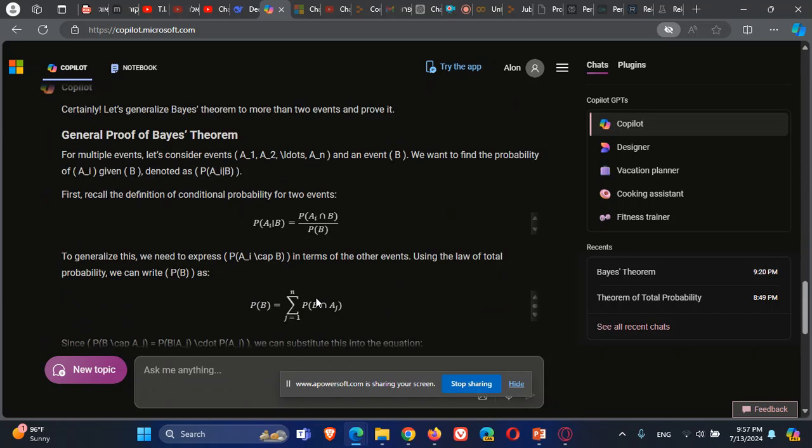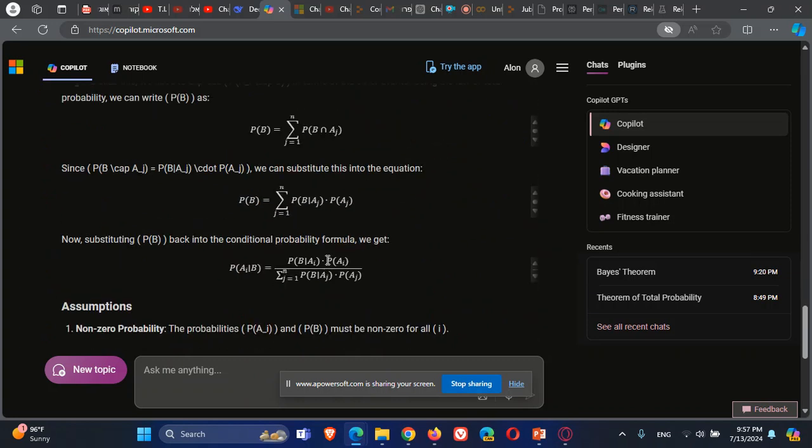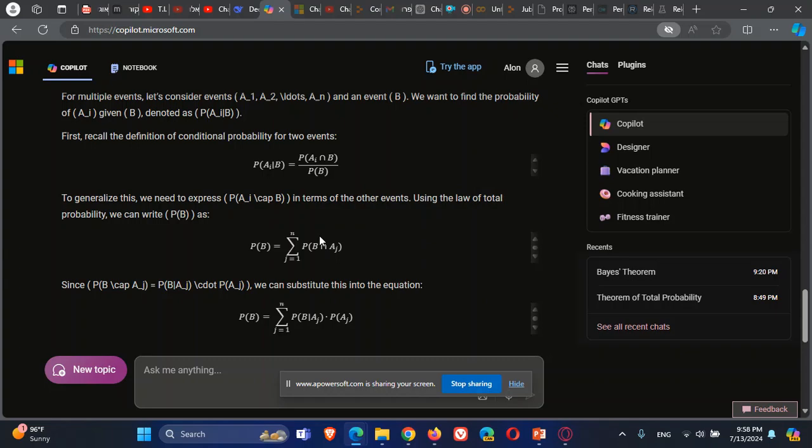Now generalizing it, we got to this form. But it's quite the same idea. Just here it says P(B), and here it's the same, and here it's the same, just we have i here, because it's for each A_i event. Okay? So this is it.